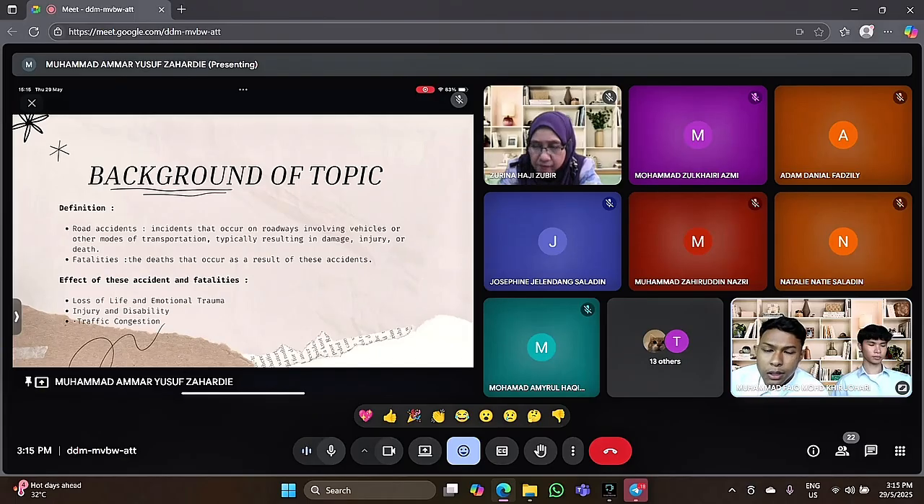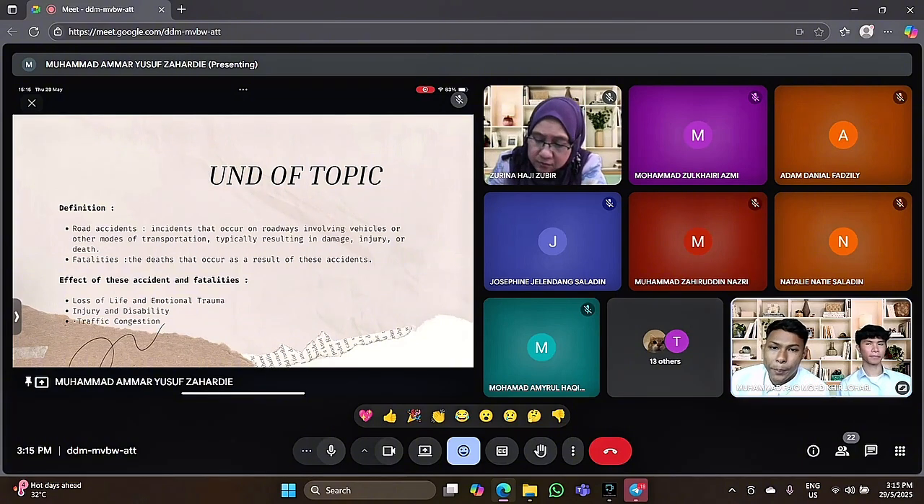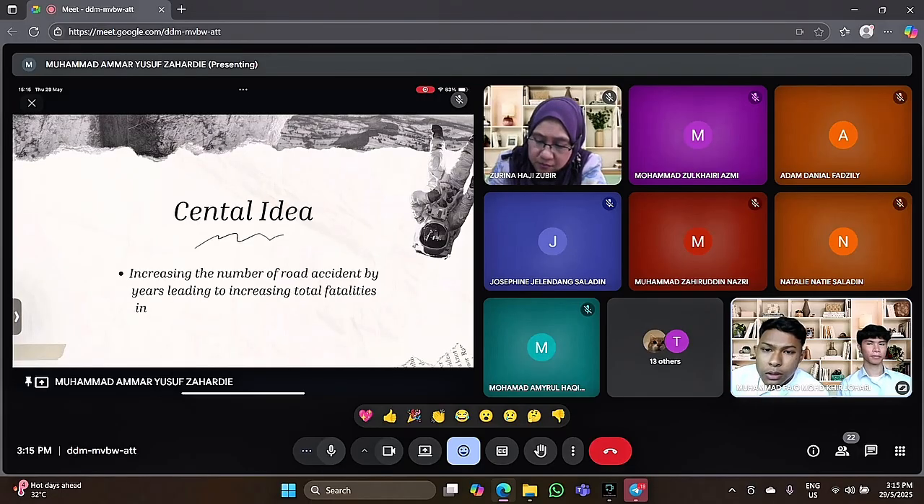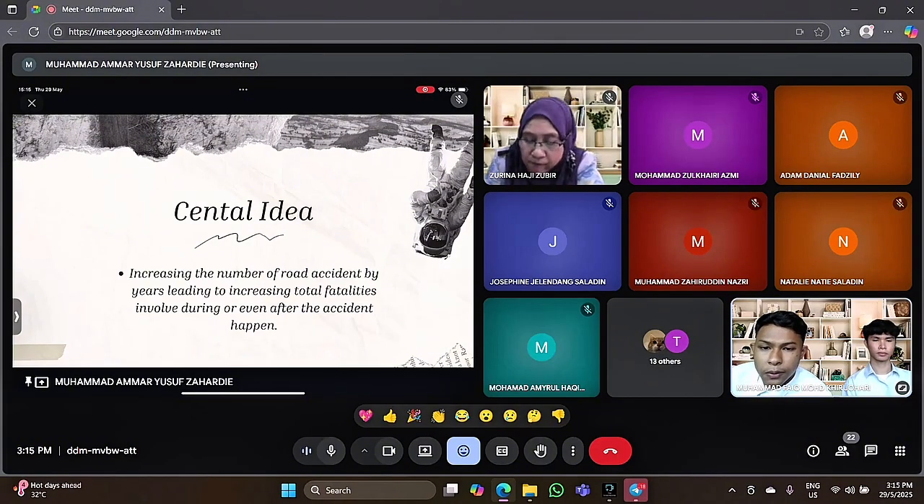Some effects of these accidents and fatalities are loss of life and emotional trauma, injury, disability, traffic congestion, and economic impact and strain on emergency services. Central idea: increasing numbers of road accidents by year, leading to increasing total fatalities involved during or even after the accident happened.